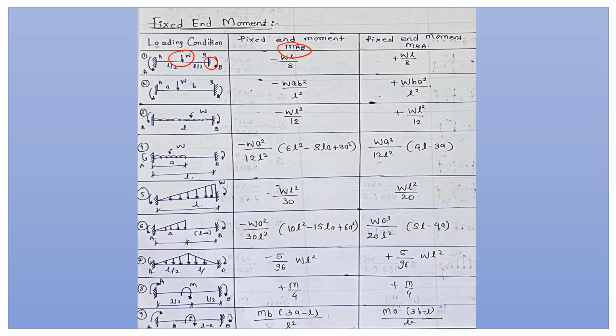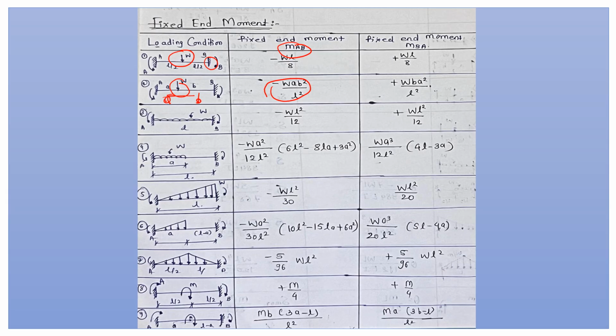Then same for the second condition. Here also a point load is given, but that point load is eccentric, means on the left side the span is different and on the right side the span is different, and this is the formula to calculate the fixed end moment for the support A and B.